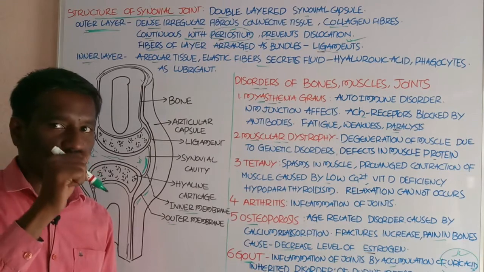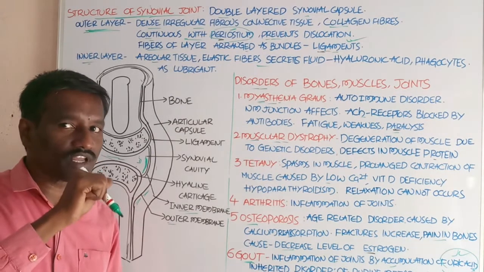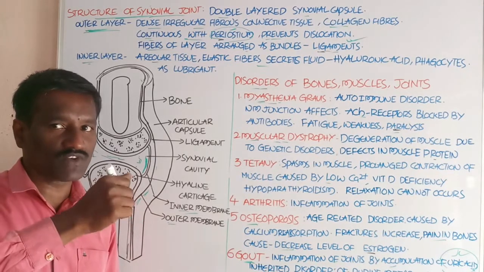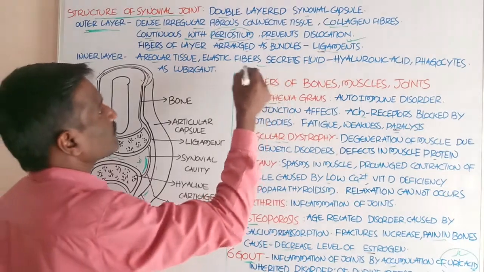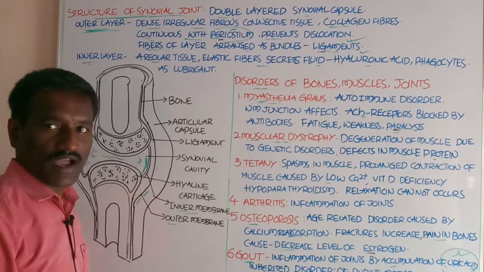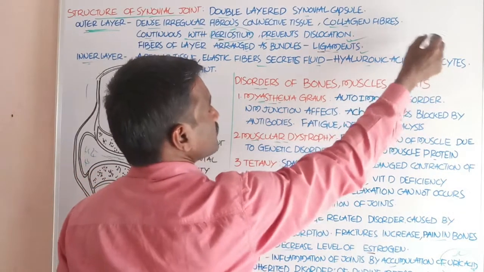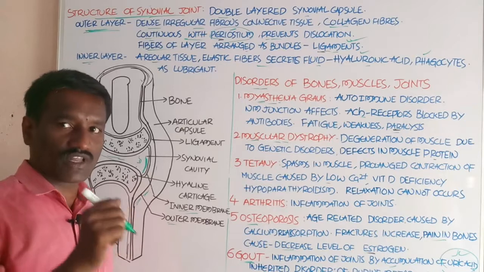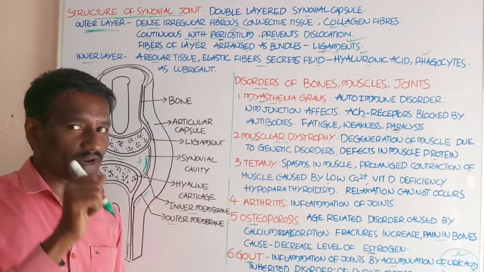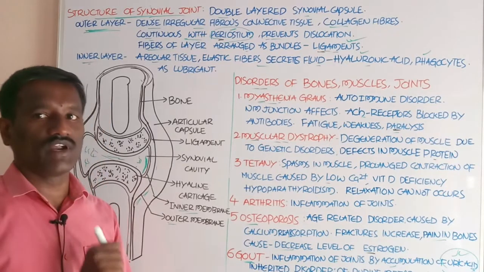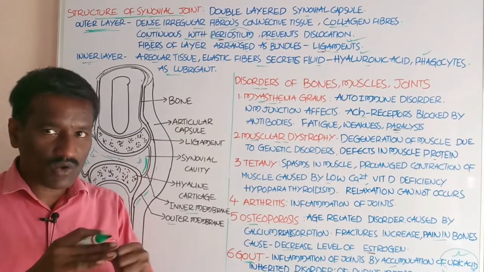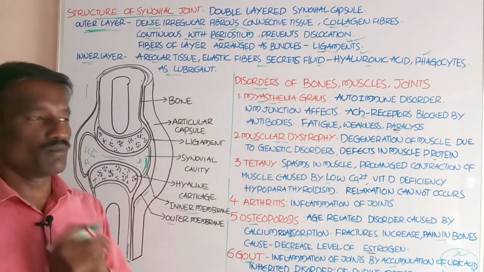The synovial fluid allows free movement of the joint, the free movement in the space between the two bones. The synovial fluid also consists of hyaluronic acid, and phagocytes are also present in the synovial fluid. It acts as a lubricant. The lubricant allows free movement between the two bones.